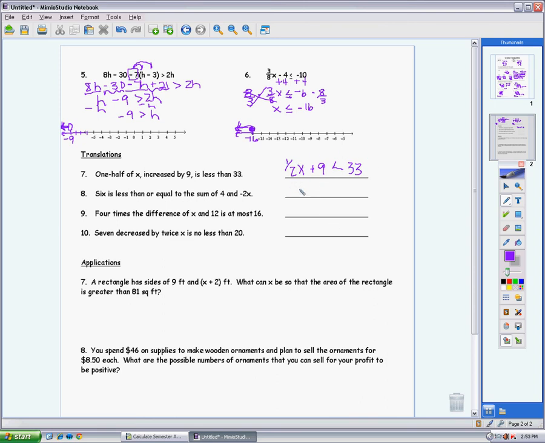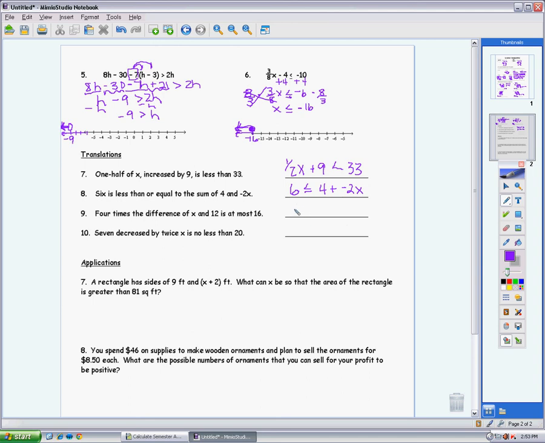Number 8, 6 is less than or equal to, so 6 is less than or equal to the sum of 4 and negative 2x. So the sum means to add, so I'm going to be adding 4 and negative 2x.